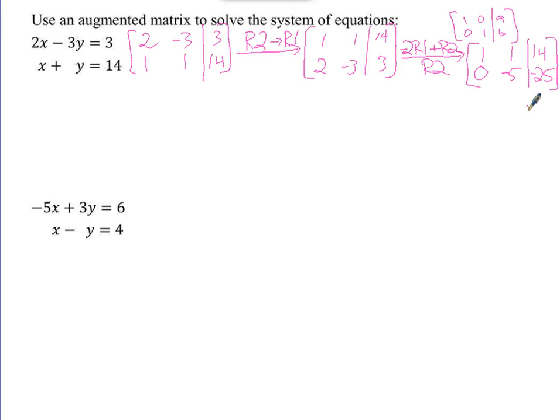Okay? So I'm out of room over there. Normally I would just draw another arrow, but I don't have room to do that, so I'm going to draw my arrow here. And I'm going to multiply row 2 times negative 1/5. I didn't do anything to the top row then, so I'm just going to rewrite it. 1, 1, 14. My bottom row, negative 1/5 times the number in this position is 0. Negative 1/5 times the number in this position is 1. And then negative 1/5 times negative 25 is positive 5.